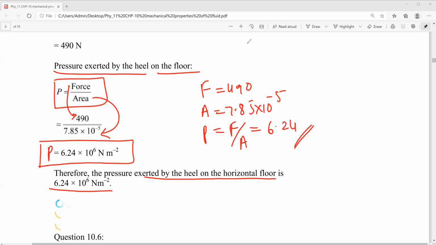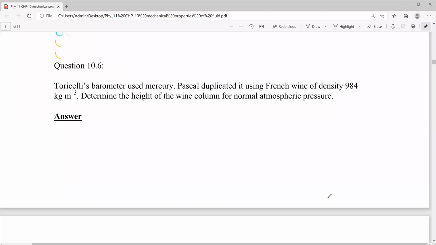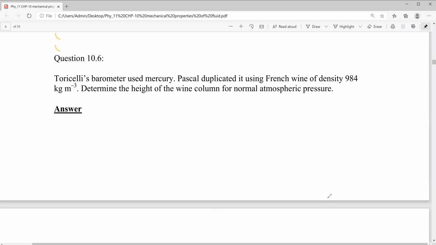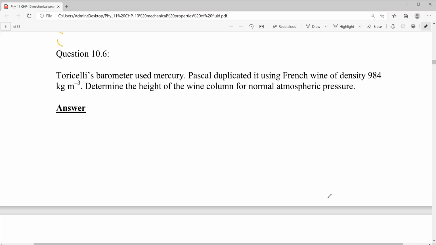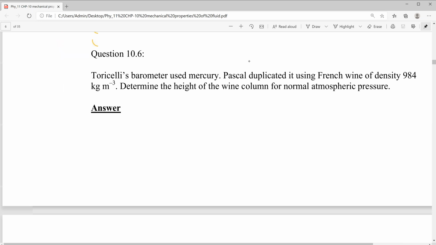So next, let us move to 10.6. What they ask in 10.6 is, Torricelli's barometer used mercury, Pascal duplicated it using French wine of density 984 kg per meter cube. Determine the height of the wine column for normal atmospheric pressure. So that is what they asked in 10.6.